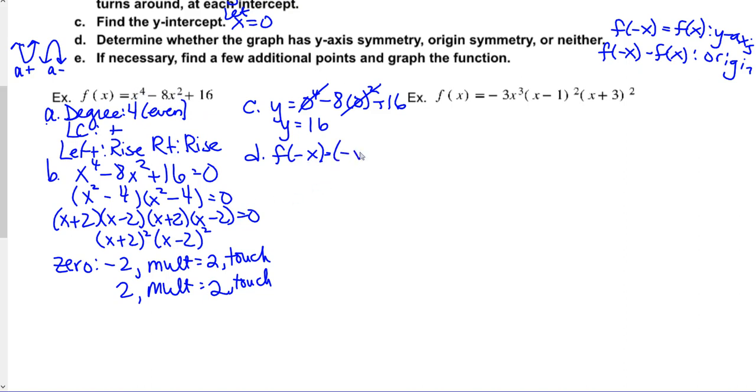So (-x) to the 4th minus 8 times (-x) squared plus 16. Okay? Now, when I do that, this is going to end up negative times negative times negative times negative, which ends up as a positive x to the 4th. And a negative x squared gives me a positive x squared times this negative 8 is still a minus 8x squared plus 16, which if you compare that to the original, that is the original function.